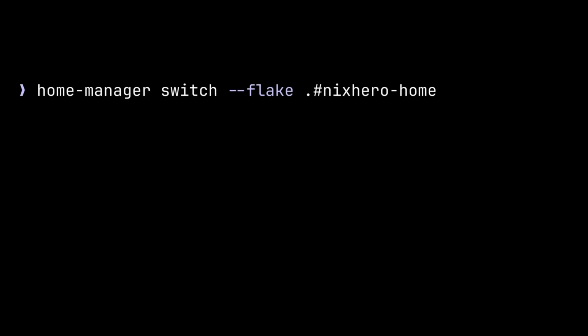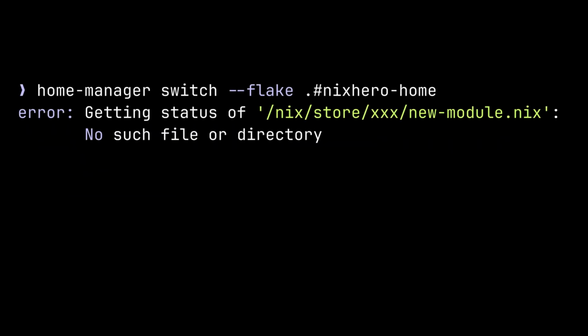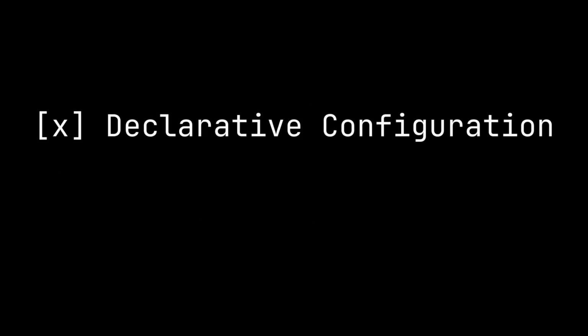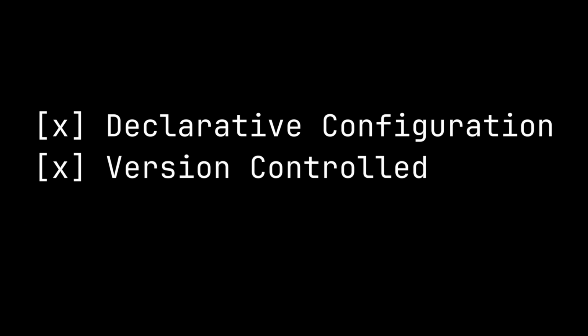So let's run switch command again, but unfortunately it will fail. This happens because the new module file is not tracked by Git. So every time you create a new module file, don't forget to git add the file before running the switch command. After the file is tracked by Git, switch command should run just fine. So now you have declarative configuration for your home directory, which is also version controlled by Git.